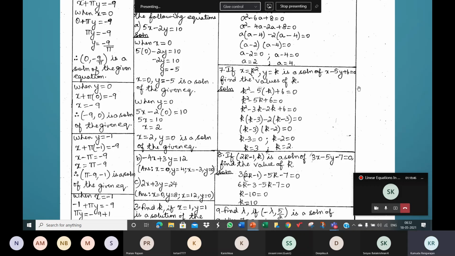No, that's the further interpretation. That's all. Our answer ends here. K is 3, k is 2, finished. But how do we understand that? So when k is 3, we get 9 comma 3. When k is 2, we get 4 comma 2. So 9 comma 3 and 4 comma 2 are solutions of this equation.